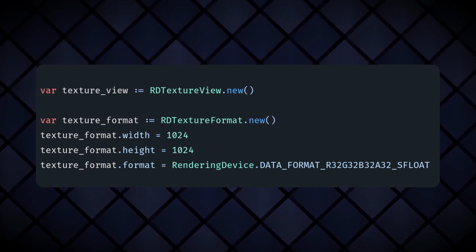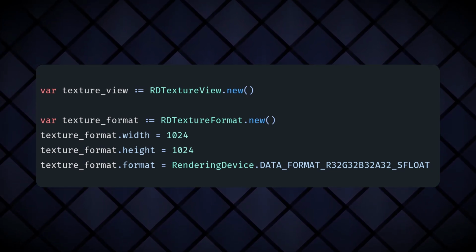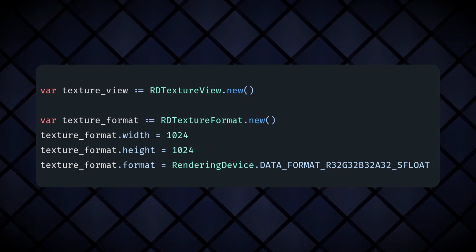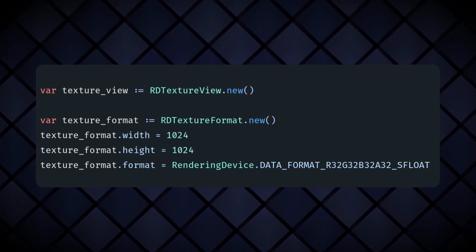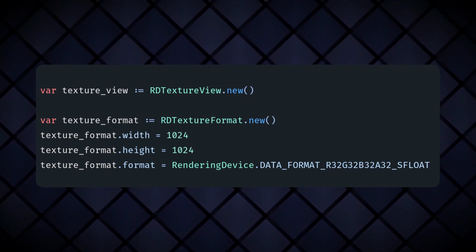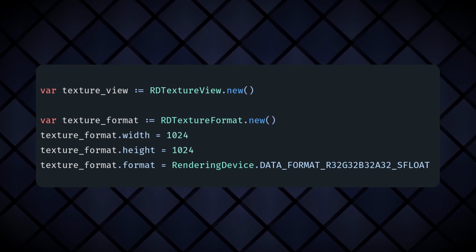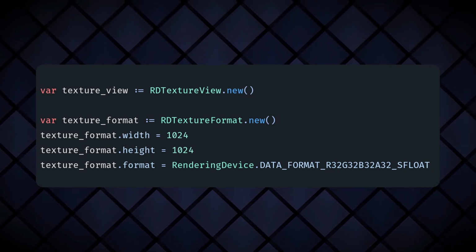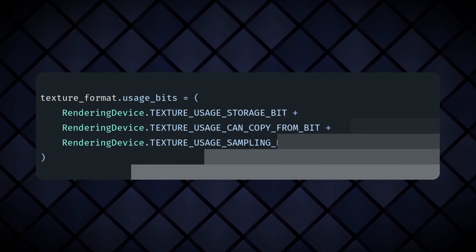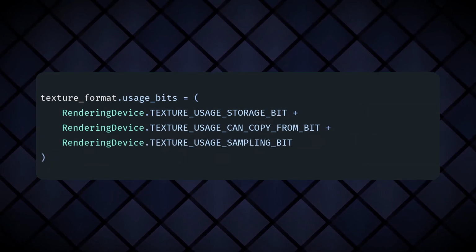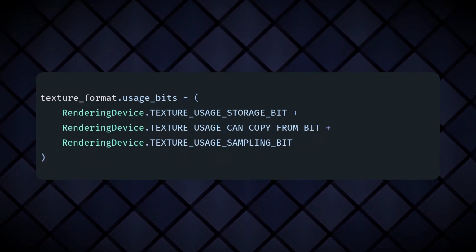The texture format object has a few settings we need to change though. So after creating a new RD texture format, first set its width and height to the width and height of the image you're using. Then set its format to the format of your image. My image is an RGBAF, so this is the corresponding RD texture format. Finally, you need to tell Godot how you're going to use this texture. I want to be able to use this as a storage image, be able to copy it back to the CPU, and be able to sample with it, so these are the flags I'm going with.